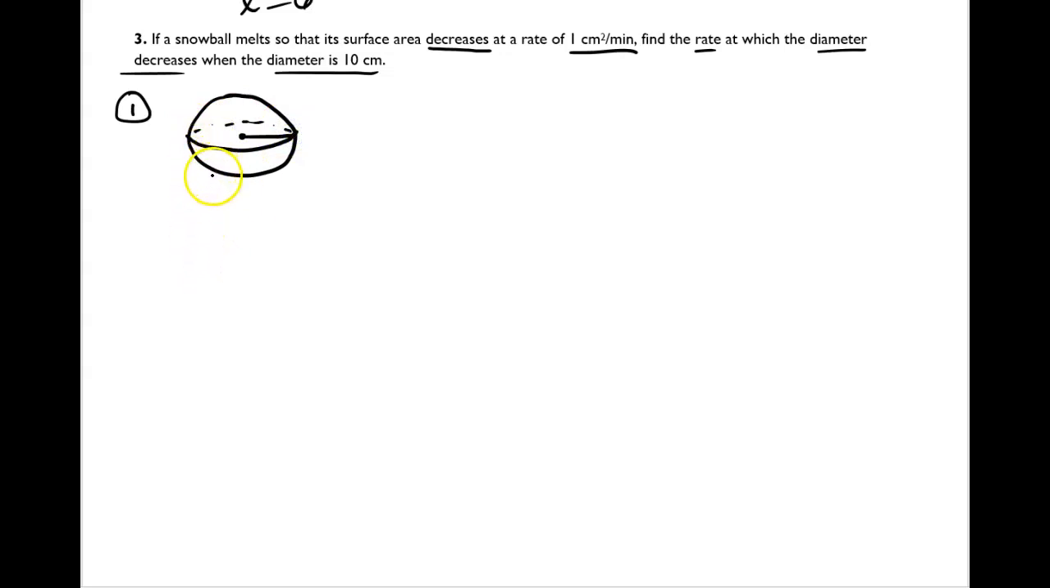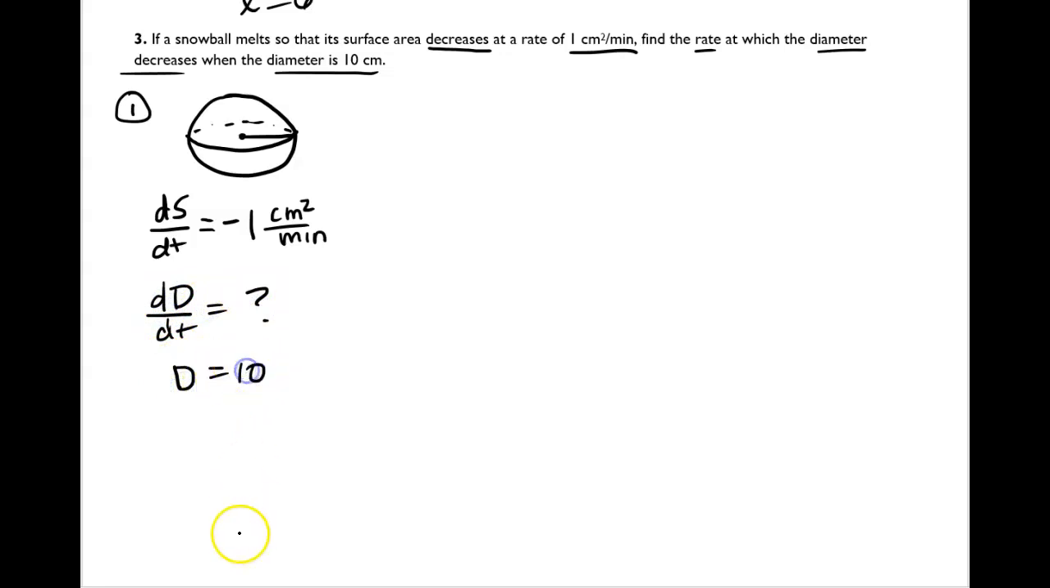And so it tells me the surface area is decreasing. So that's dS/dt. You can call it A if you want. I'm just going to call it S. It's decreasing, so I know that's going to be negative 1 centimeter squared per minute. What it's asking me for is the derivative of the diameter with respect to time. We know my diameter is 10. So the formula that we'll use here, because we're given the surface area, is the surface area of a sphere formula. That is 4 pi r squared.